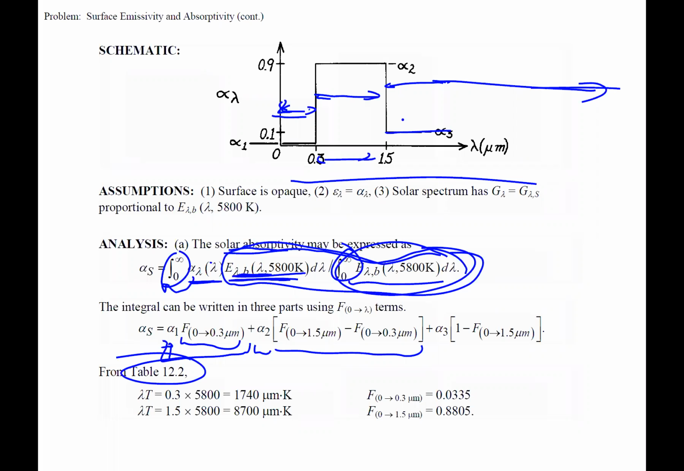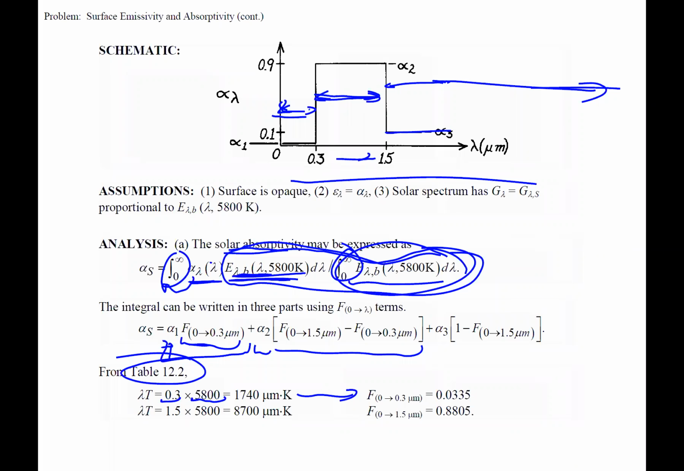To get from 0 to 0.3, we just look up the factor 0 to 0.3. That requires 0.3 times the temperature of the sun, which is 5,800, so we get this value. And we go and grab F, and it's about 3%. The next step is from here to here.